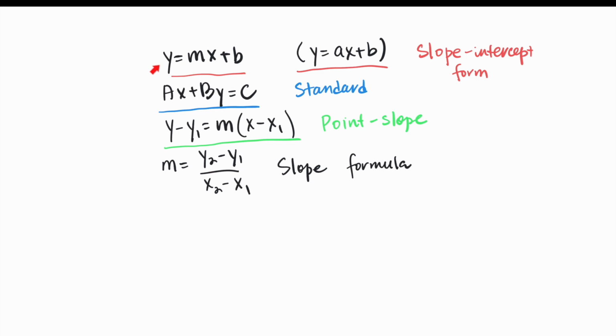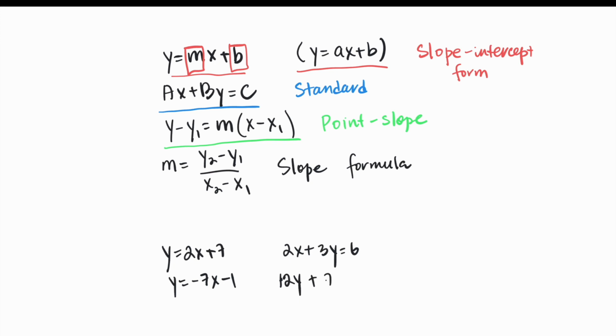I'll talk about this equation y equals mx plus b. Here, the m and the b will turn into numbers. So an example of that could be y equals 2x plus 7 or y equals negative 7x minus 1, things like that. In the second formula, the standard form, the a, b, and c will turn into numbers. So this will be 2x plus 3y equals 6 or something like that. 12y plus 7x equals 15. Both of those are standard form.